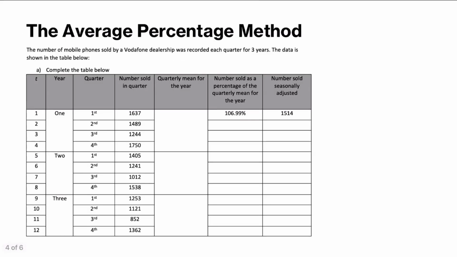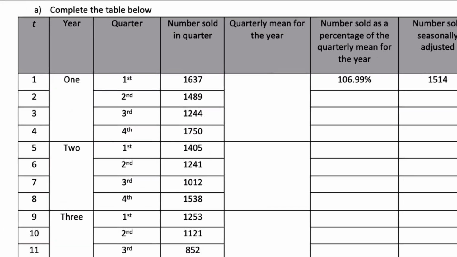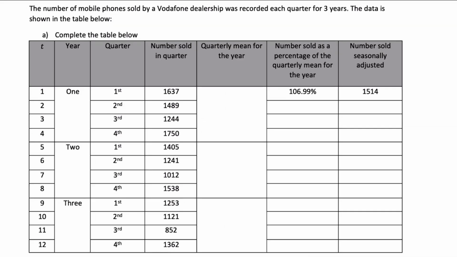So let's have a look at a slightly more in-depth example. This example shows the number of mobile phones sold by a Vodafone dealership every quarter for 3 years. We're going to go in-depth and calculate each of the seasonal indices for the first, second, third, and fourth quarters. The first step in doing this is to figure out the quarterly mean for the number of phones sold in each year. If we wanted to calculate the quarterly mean for year number 1, we'll just add all 4 sales figures together. 1637 plus 1489 plus 1244 plus 1750. We divide all of that by 4.